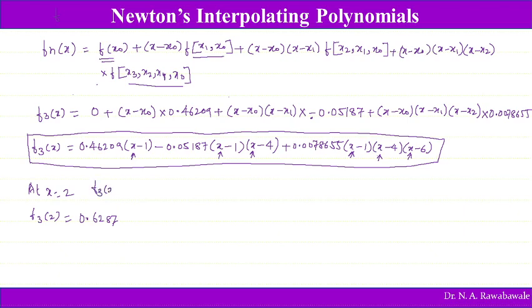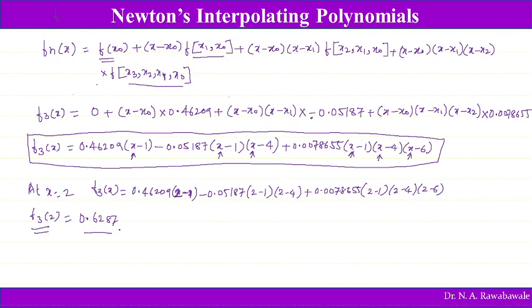Just substitute all these values in this equation. Let us substitute: f3 of x is equal to 0.46209 times (2 minus 1), minus 0.05187 times (2 minus 1)(2 minus 4), plus 0.0078655 times (2 minus 1)(2 minus 4)(2 minus 6). Then we get f3 of 2 as 0.2687689. So this is how we use this method to find a polynomial, and that polynomial helps us find the value of f of x at all values of x.